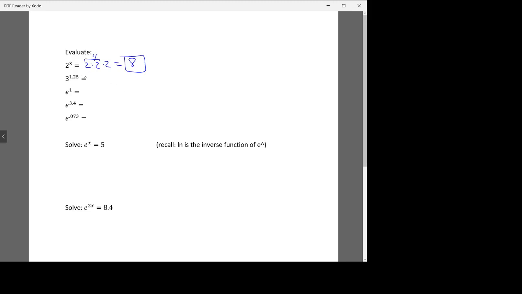And 3 to the 1.25 is kind of hard to figure, so you'll either have this button or this button on your calculator. And you just enter 3 to the 1.25 power. And it's like 3.948.